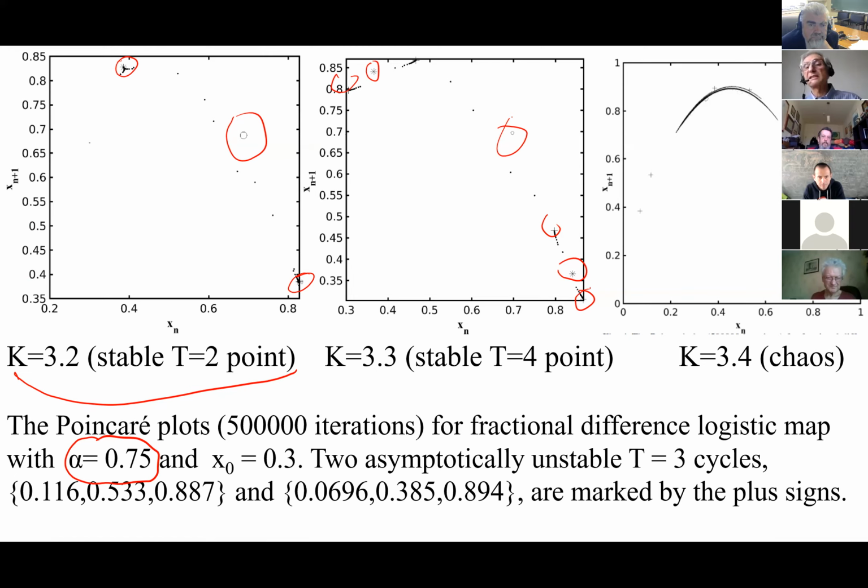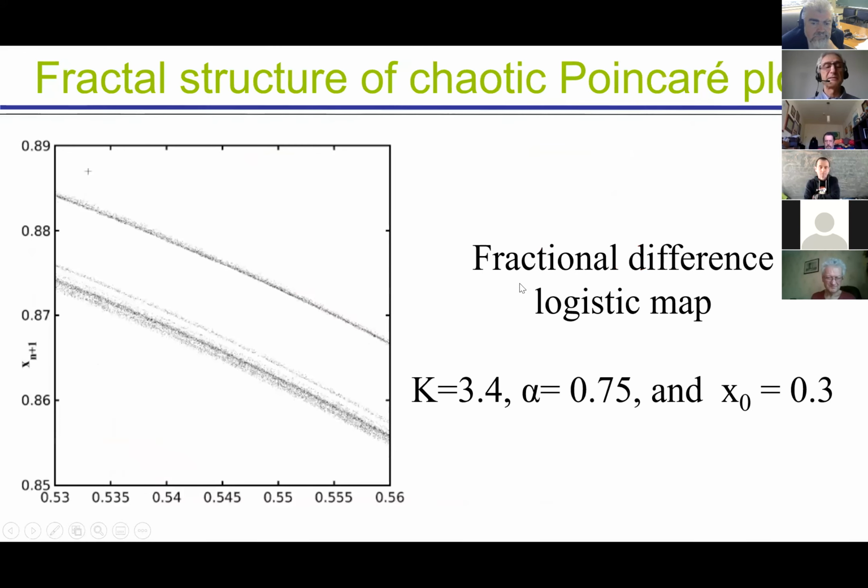Again, here there are unstable period 3 points marked with pluses, like this, and then another period 3 point. And we have a period 2 unstable point and a repeller, actually a fixed point repelling, but the diagram looks like a chaotic attractor. And here is a zoom of some of the part, which shows the quasi-fractal structure of this Poincaré plot.